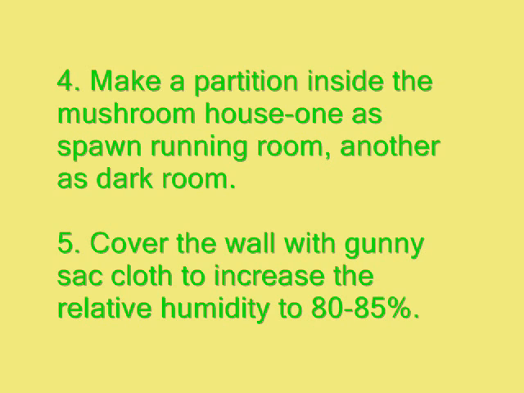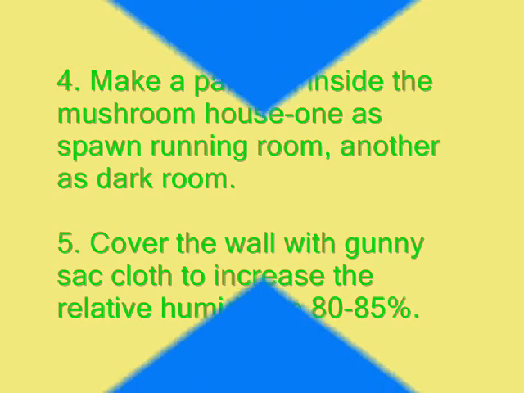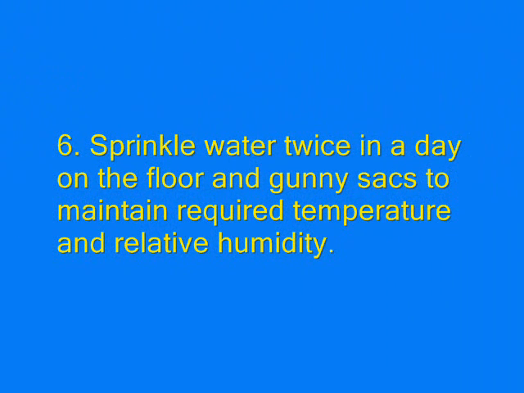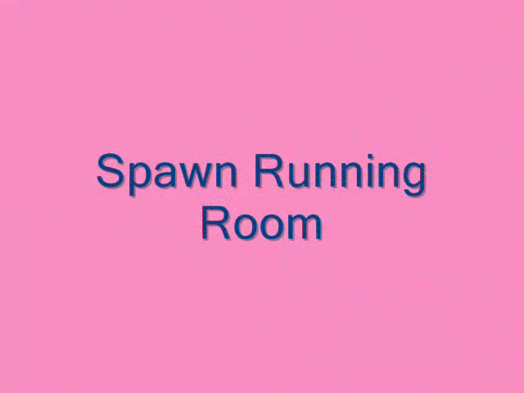Cover the wall with a gunny sackcloth to increase the relative humidity to 80 to 85%. Sprinkle water twice in a day on the floor and gunny sackcloth to maintain the required temperature and relative humidity.